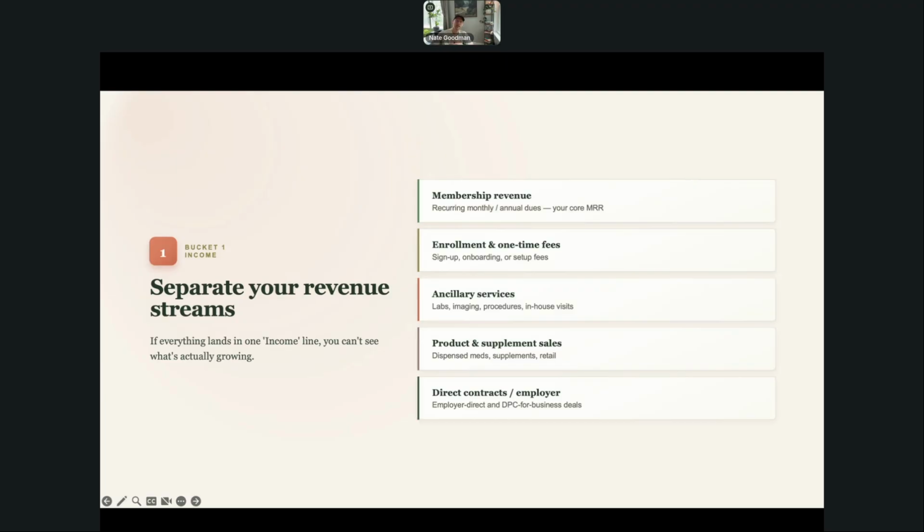And then another one that's a little bit different is understanding the difference between your retail patients, your people who are just families paying a membership revenue, and your direct contracts. Especially if you run a really heavy employer direct and DPC business, it's helpful to see how many retail patients do I have versus what's the revenue I'm bringing in from these different direct contracts. That split helps you understand where your concentration is.